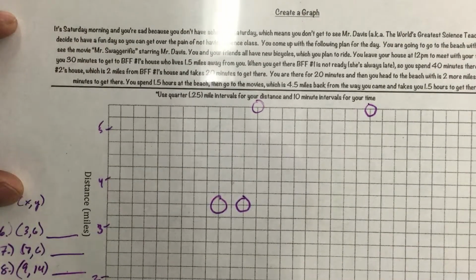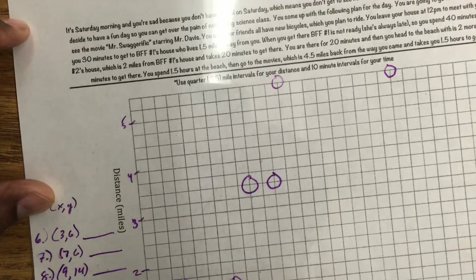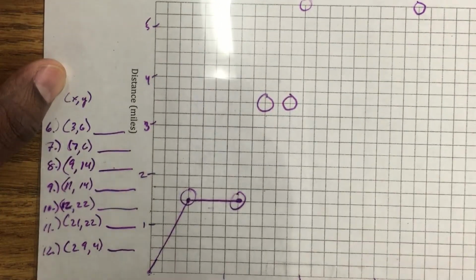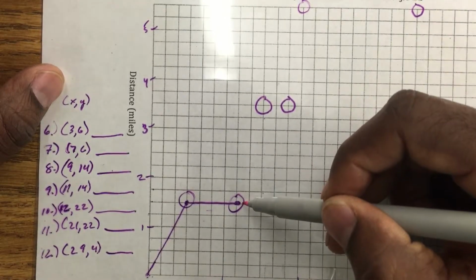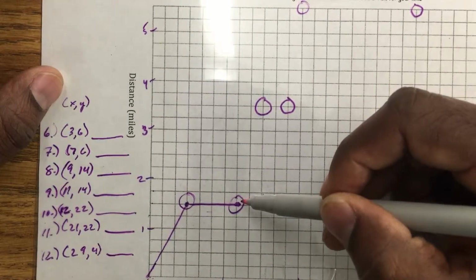So we went over; it took us 30 minutes to go that mile and a half. Now it says we were there because she wasn't ready for 40 minutes. So we should have gone over 10, 20, 30, 40. There should be a dot right there and then connect the lines. If they didn't do that, don't worry about it. Just keep watching. 10, 20, 30, 40. Then after we were there for 40 minutes, it says we went to best friend number 2's house.